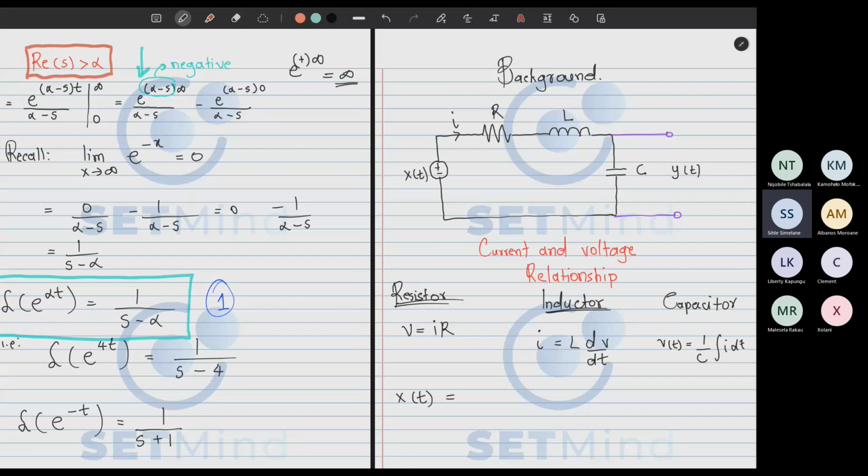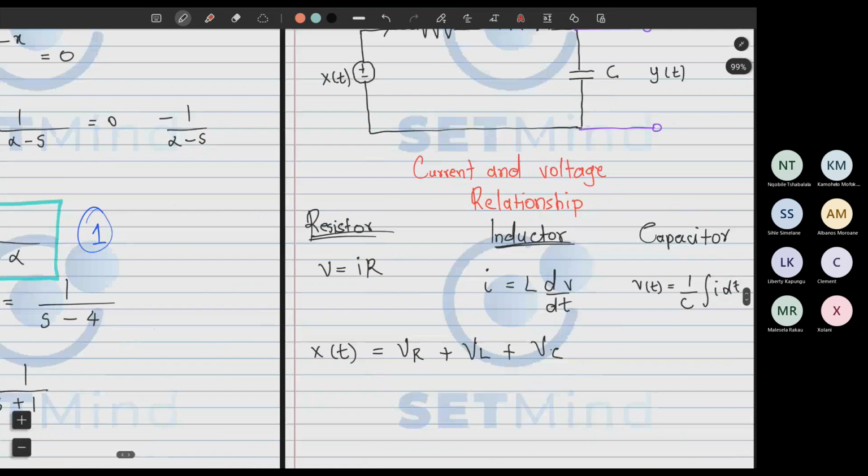So the voltage we put in, x(t), should be equal to the voltage across the resistor, which we will call VR, plus the voltage across the inductor, which we will call VL, plus the voltage across the capacitor. And this should make common sense. We are supplying the circuit with a certain voltage. When we sum the voltage on the resistor, the inductance, and the capacitance, it should give us the voltage which we're providing, which is x(t).